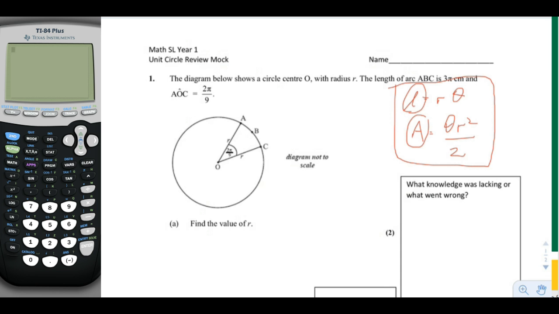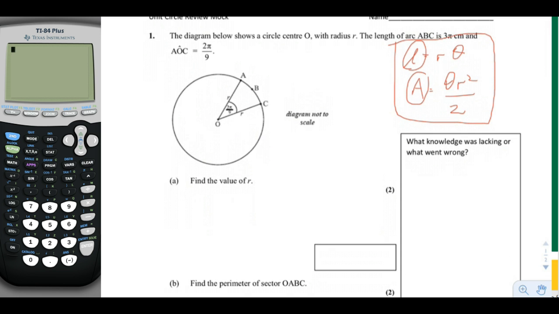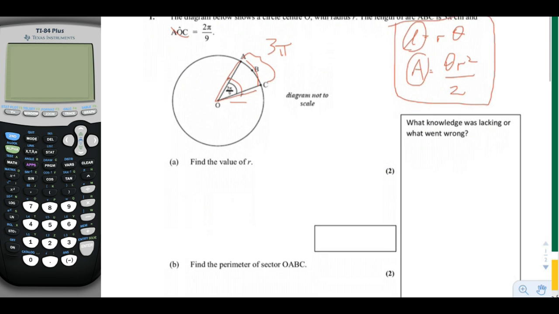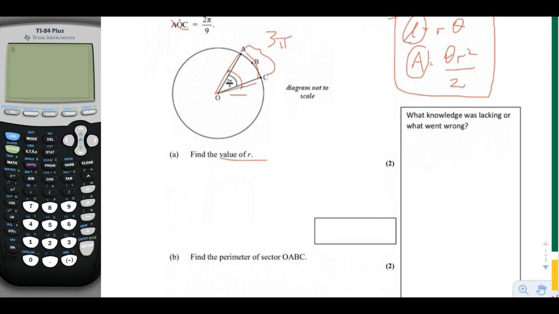Okay, so for this first problem, it shows a circle with an unknown radius r, and the length of the arc ABC is 3 pi long. And the angle AOC is 2 pi over 9. They already labeled it for us. Okay, so find the value of r.